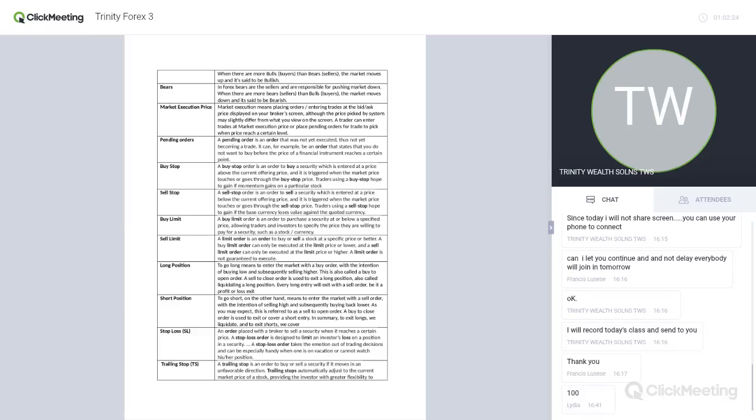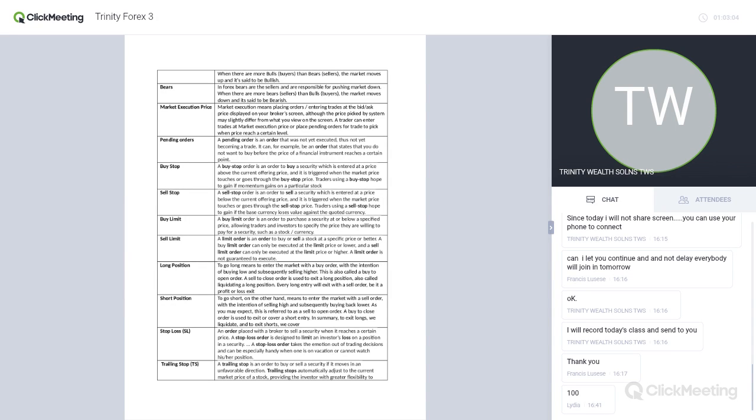And one of them is a buy stop. A buy stop order is an order to buy a security which is entered at a price above the current offering price. And it is triggered when the market price touches or goes through the buy stop. So for a buy stop, let's say the market has been going down, but you see this market is going to reverse. It has been going down, but you want to buy. Remember, we only buy when it's going up. And so when it's going down, you can only sell, but you don't want to sell. As per your analysis, you feel this market is about to reverse, start going up. Then I will join in and buy with the bulls.